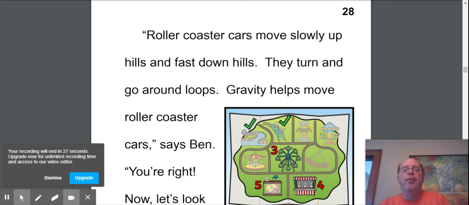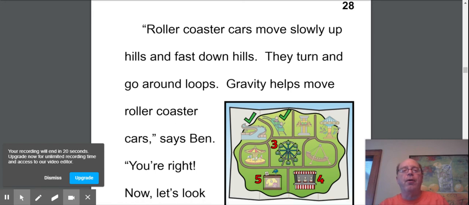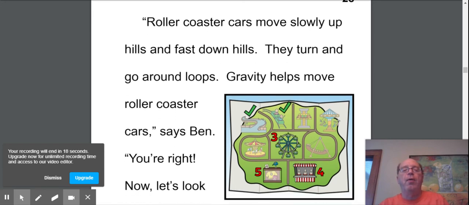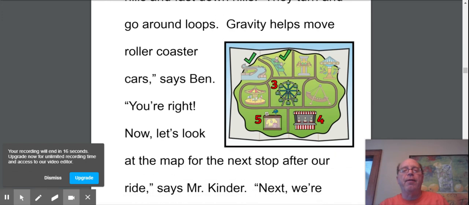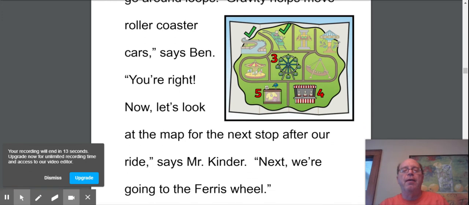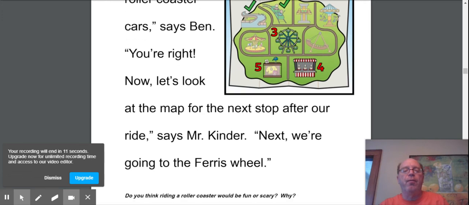Roller coaster cars move slowly up the hills and fast down the hills. They turn and go around loops. Gravity helps move the roller coaster cars, says Ben. You're right. Now let's look at the map for our next step after our ride, says Mr. Kinder. Next, we're going to the Ferris wheel.